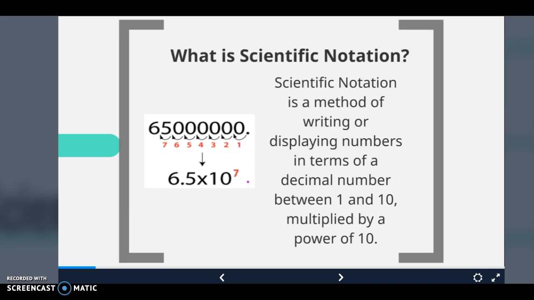Scientific notation is a method of writing or displaying numbers in terms of a decimal number between 1 and 10 multiplied by a power of 10. So the example in front of you shows a very large number, and what they've done is taken the decimal point and moved it 7 places to the right until we've made a number that's between 1 and 10. That number is 6.5. Then they write it as times 10 to a power. The power here is how many places the decimal point was moved to make that number into a number between 1 and 10. So that is an example of scientific notation.